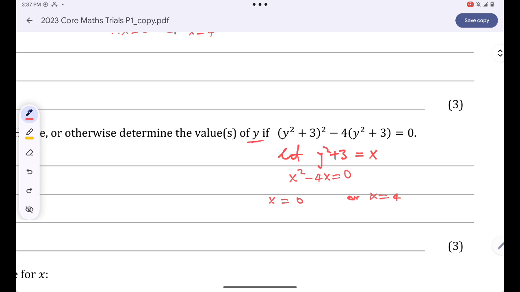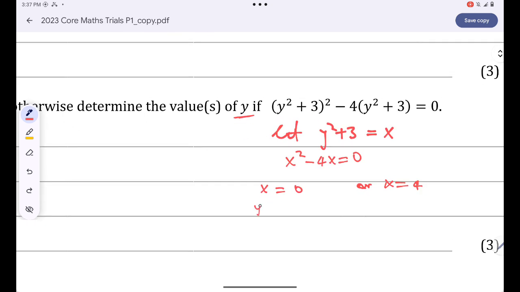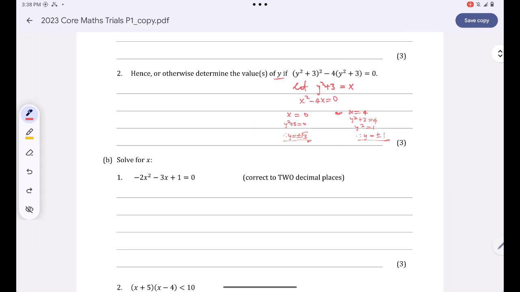Are you together? So you'll simply say y squared plus 3 is equal to 0, and therefore y is just equal to plus or minus the square root of 3. On the other side, you'll have y squared plus 3 is equal to 4, and then y squared is just equal to 1, and therefore y is just equal to plus or minus 1. That's how, guys, you could have solved that equation over there.